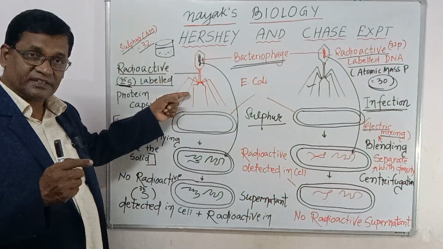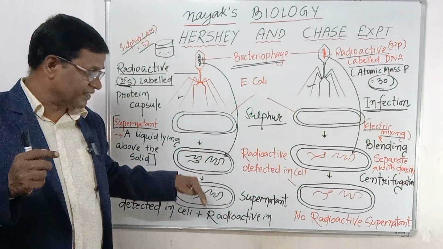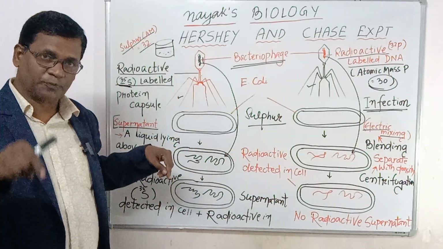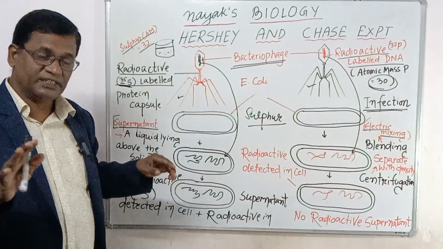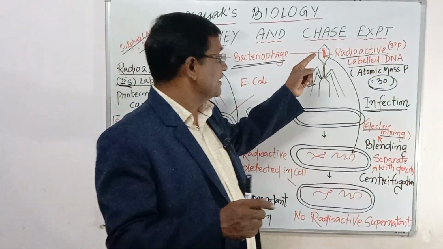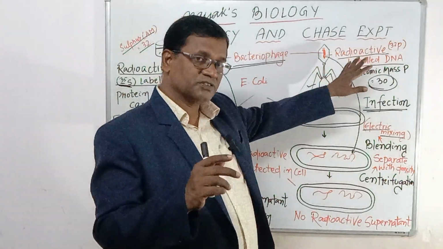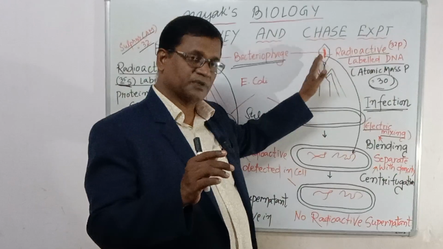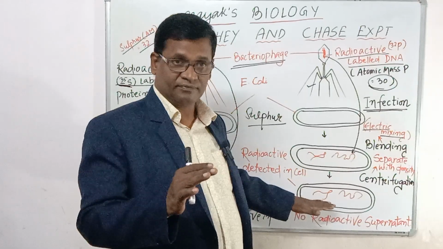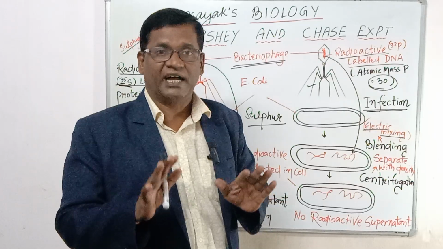When treated with sulfur, the protein part becomes radioactive, but it does not infect. When infection takes place, the bacteriophage does not insert the protein part into the bacterial cell. That's why the cells are not infected, and that is not a genetic material. But when the DNA was labelled with the radioactive element, phosphorus, because DNA is made up of phosphorus, the radioactive DNA was found in E. coli. That's why it is proved that DNA is a genetic material, not protein.